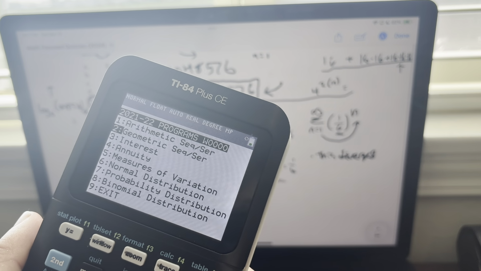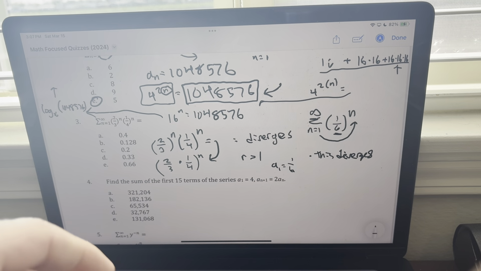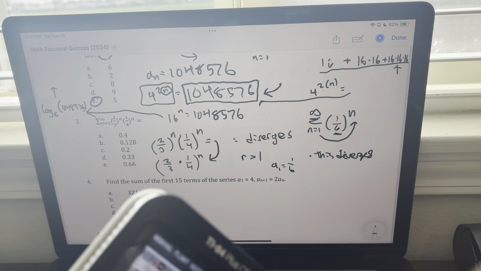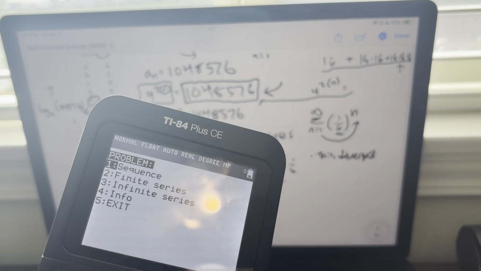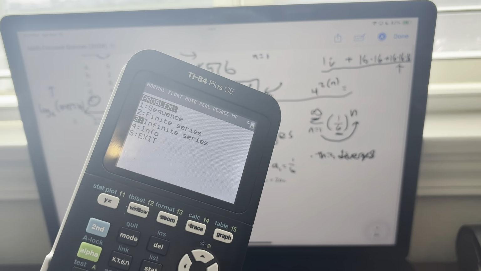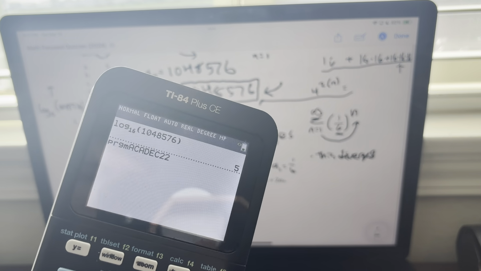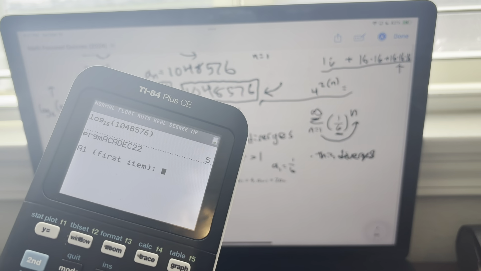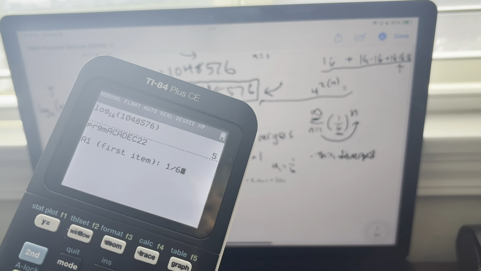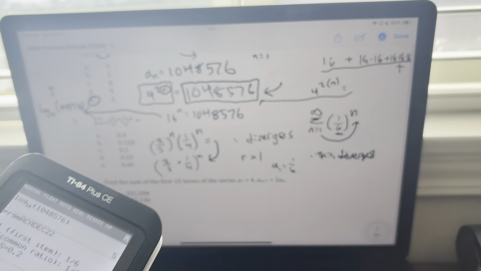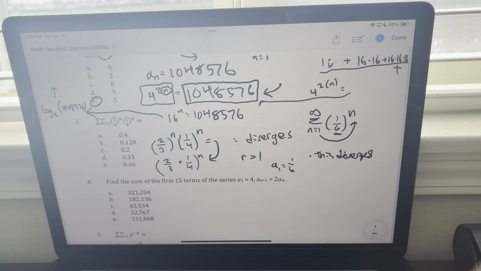If you go to geometric sequence and series, because remember, it's being multiplied by a thing by itself over and over and then added. So this is geometric. And then we're going to go to infinite series. See how geometric has the infinite series button. And then we're looking for the series sum. We know the first item we already established is 1/6. The common ratio is 1/6. And so we see here that our answer is 0.2.